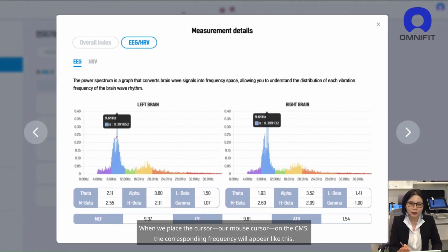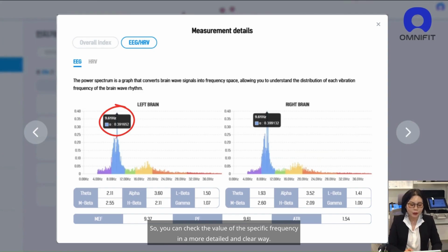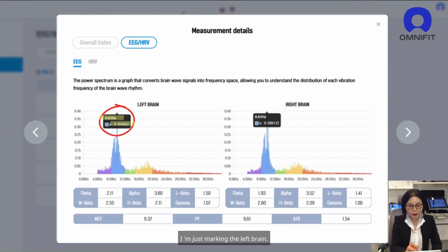When we place the cursor, our mouse cursor, on the CMS, the corresponding frequency will appear like this. It's the same for other positions as well. So, you can check the value of the specific frequency in a more detailed and clear way. Not only does it show the frequency, but it also displays the power value together like this. I'm just marking the left brain. Yes, it's the same for the right hemisphere as well.